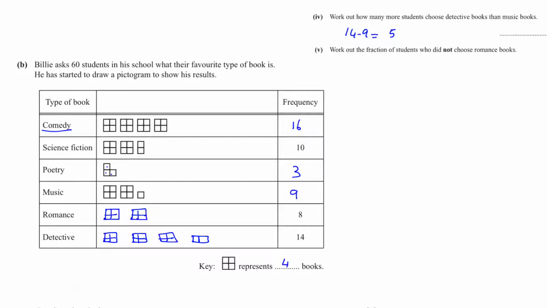Next part of the question, work out the fraction of students who did not choose romance books. The students who chose romance books are 8. Total number of students are 60. 60 minus 8 is 52. This number of students did not choose romance books, but we are supposed to write it as a fraction. So 52 over 60, which, when you simplify it, gives us 13 over 15.